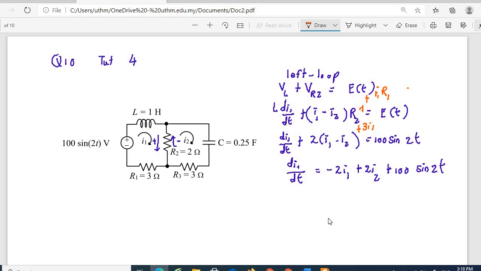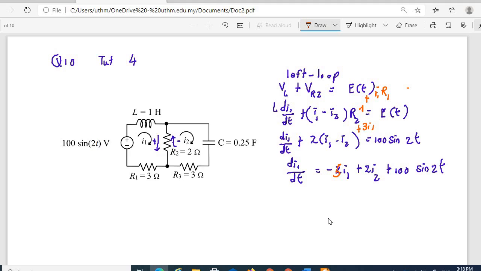3I1, positive 5I1, brought to the right side. So the total is negative 5. 2I1 plus 3I1 at the left side gives positive 5I1, brought to the right hand side becomes negative 5I1. Okay, at the left side, this is minus 2I2.